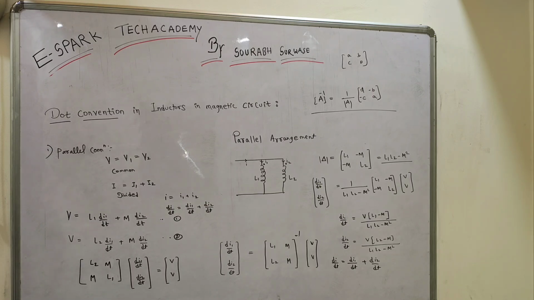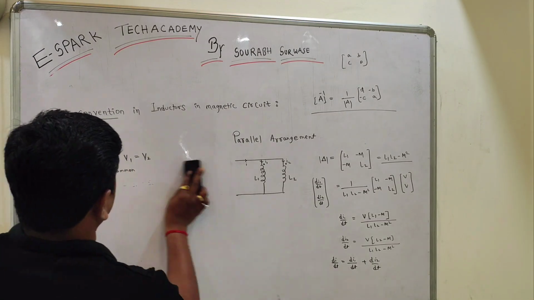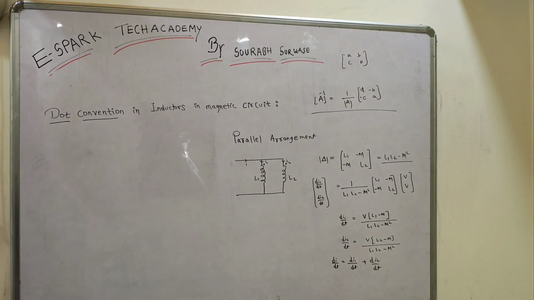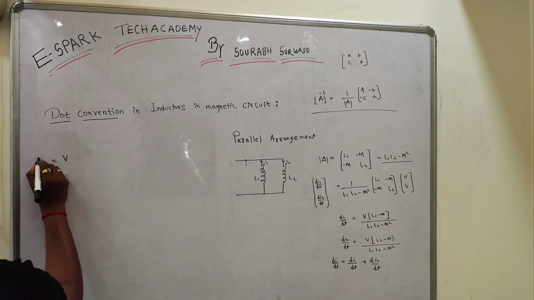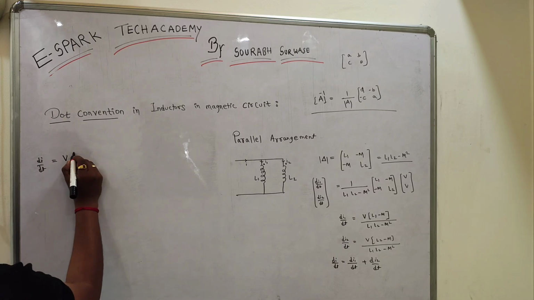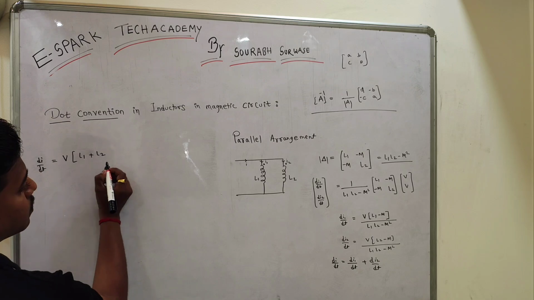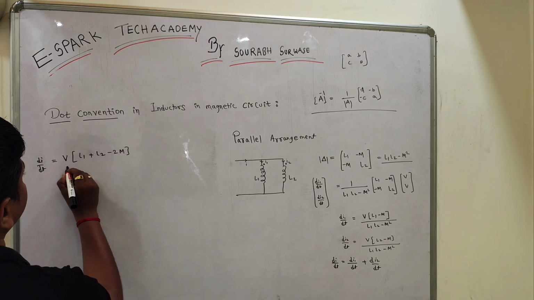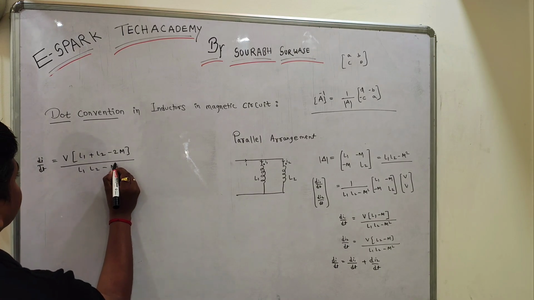Now, okay. In this case we will solve further. When we solve further, we get di by dt equal to, as the addition of both, L1 plus L2 minus 2M divided by L1 L2 minus M square.